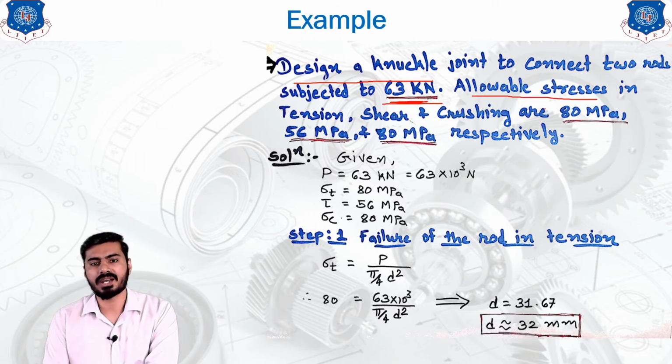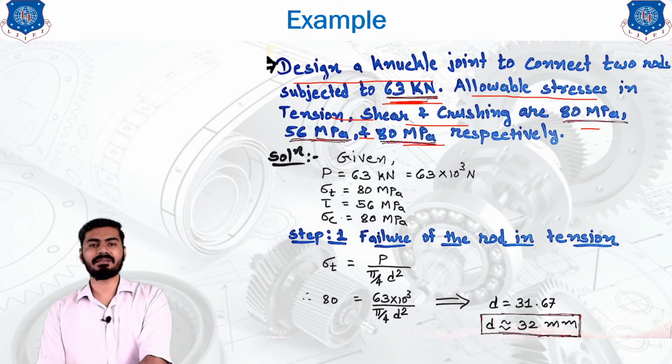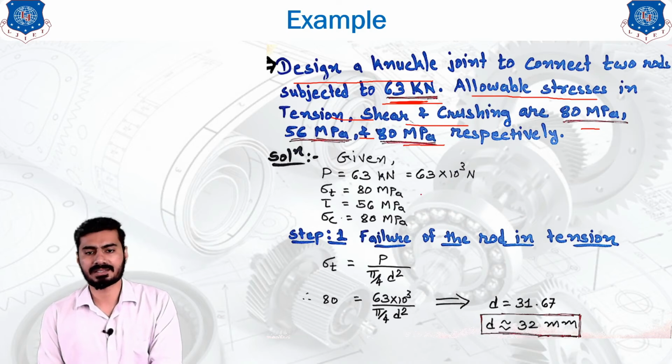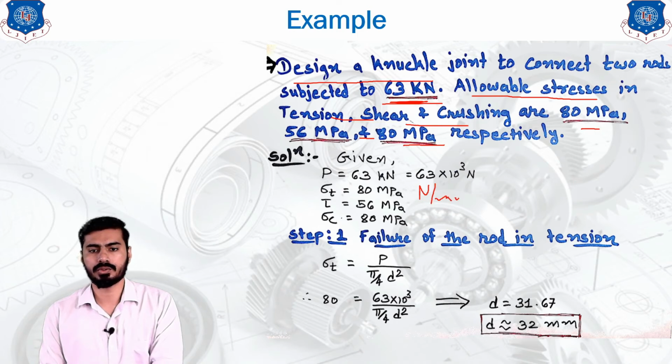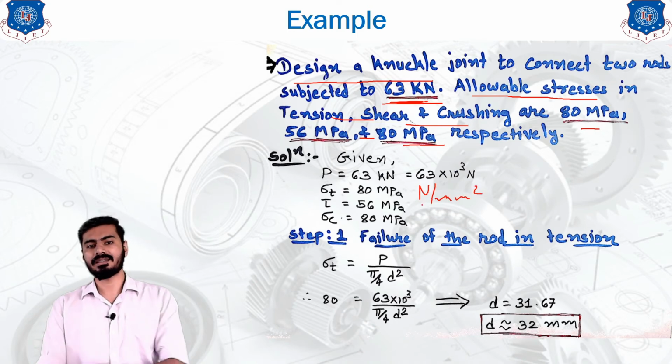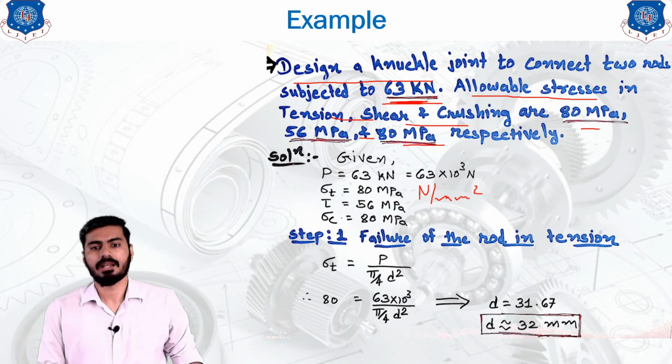Now the allowable stresses in tension, shear and crushing are 80 megapascal, 56 megapascal and 80 megapascal. Each stress is given in megapascal, which is nothing but Newton per mm square. Using those stresses, we will be able to calculate the dimensions of the knuckle joint.